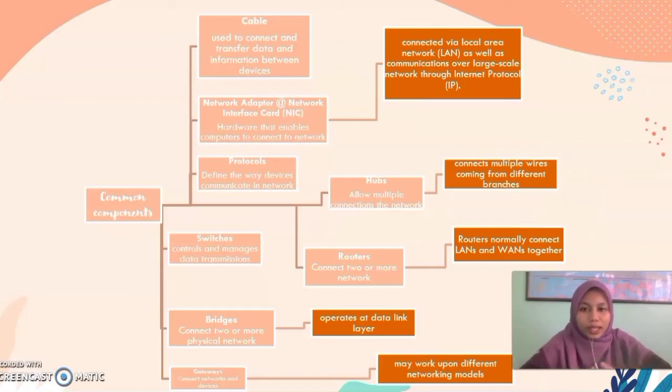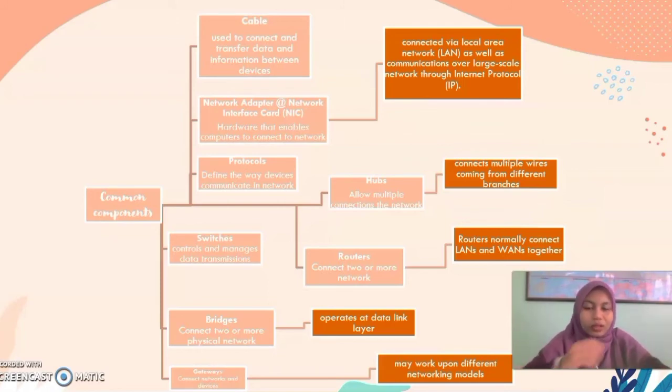The first one is cable. It has many types, but the function is the same, which is to connect and transfer data and information between devices. The second one is the network adapter, which we call a NIC, network interface card. Its function is as hardware that enables a computer to connect to a network. Then the hub allows multiple connections in the network. The third one is the router, which connects two or more networks, and bridges, which connect two or more physical networks. And lastly, the gateway connects networks and devices.